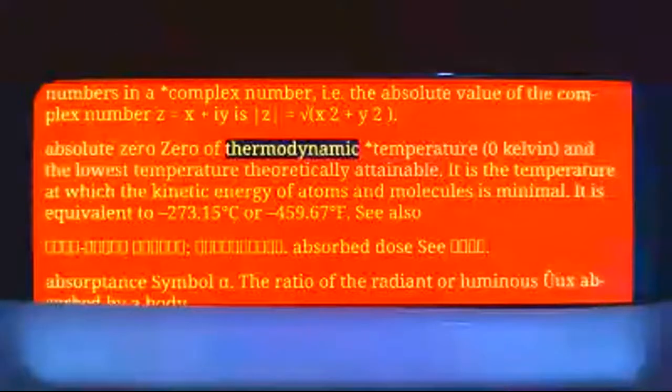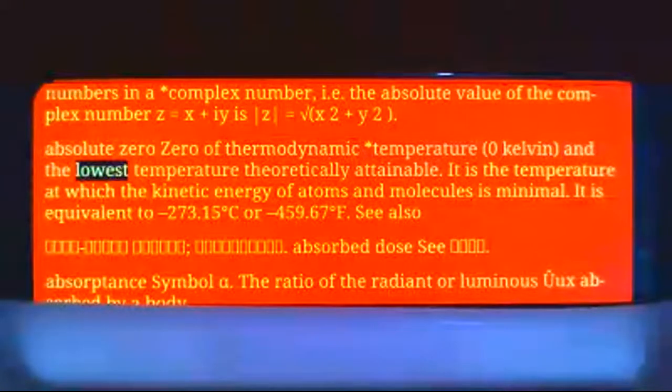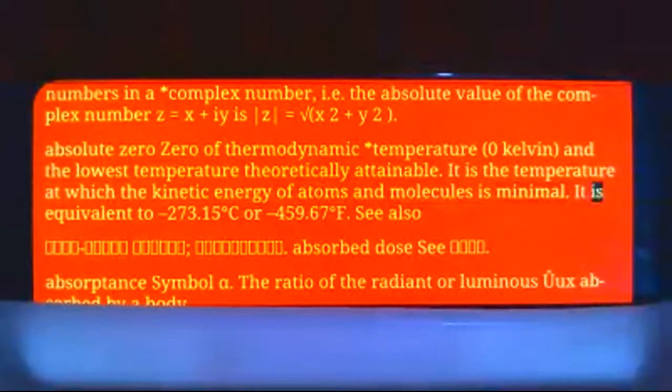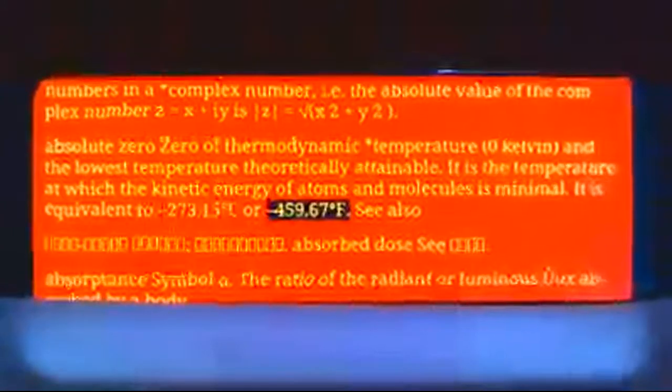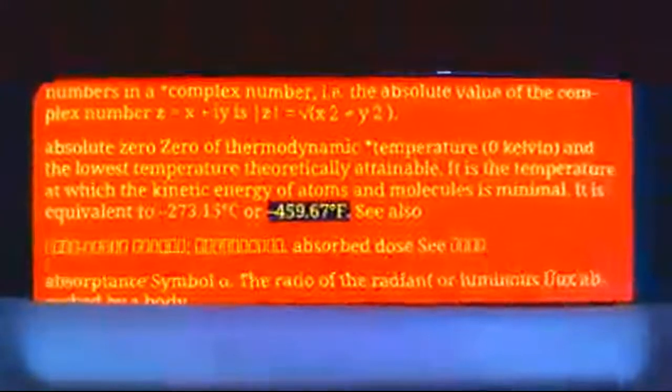Absolute zero: 0 Kelvin, the zero of thermodynamic temperature and the lowest temperature theoretically attainable. It is the temperature at which the kinetic energy of atoms and molecules is minimal. It is equivalent to -273.15 degrees Celsius or -459.67 degrees Fahrenheit.